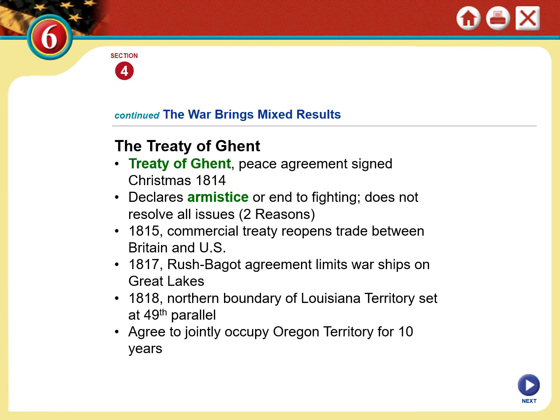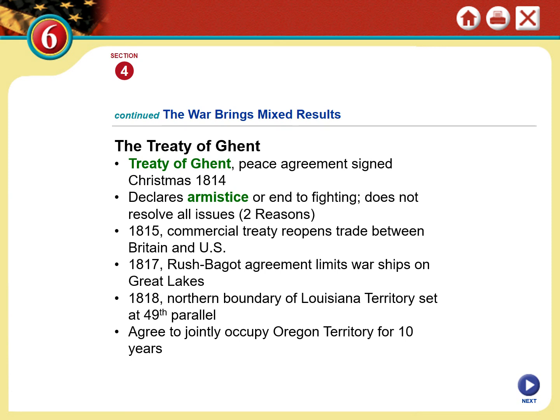And so peace was made at the Treaty of Ghent, an agreement signed on Christmas Day of 1814. And this declared an armistice, or an end to the fighting. An armistice simply means that both sides agree to a mutual stalemate based on certain conditions. It does not resolve all of the issues that we had with Great Britain. We cannot call this a resounding American victory, but we certainly don't have to call it a defeat.